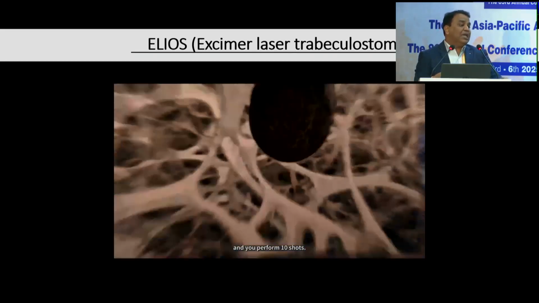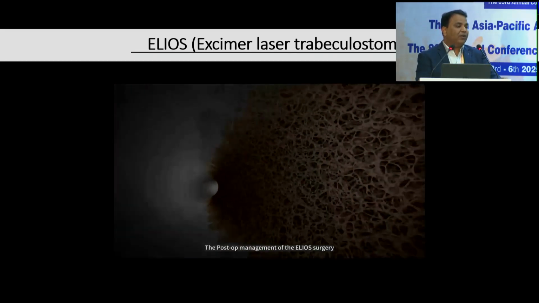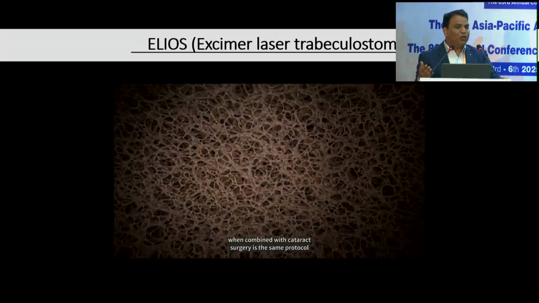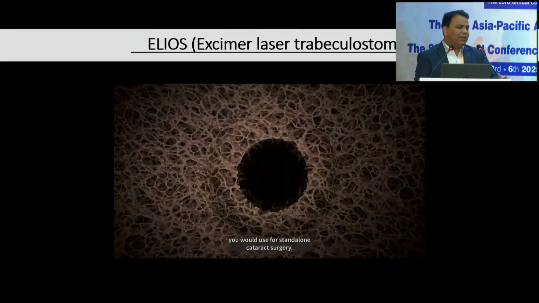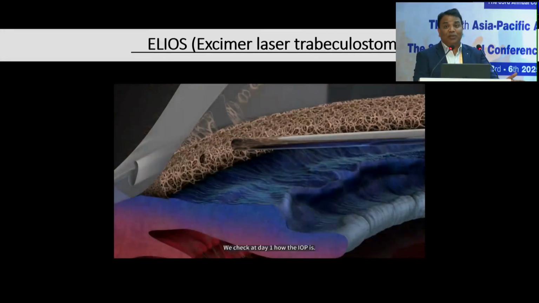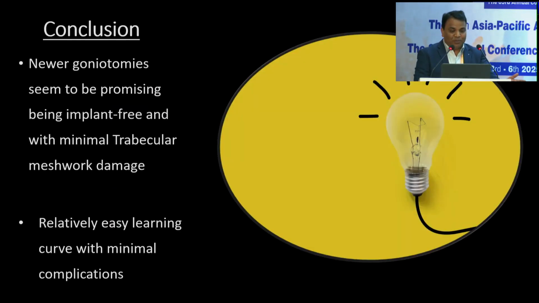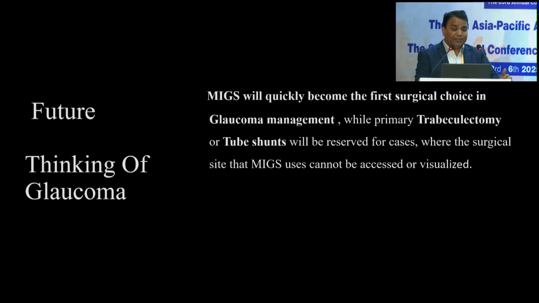This is a newer procedure. The number of holes you want to add is 1 to 10, depending upon the IOP control you want. Really, only 24-month outcomes are available, from a single study. Maybe in future we will get more newer goniotomies. The newer goniotomies promise good implant-free results with minimal trabecular damage. So probably MIGS is the future of glaucoma surgery. Soon, about 50 to 70% of surgeries should be MIGS. The tube always remains key for the tough and challenging cases.